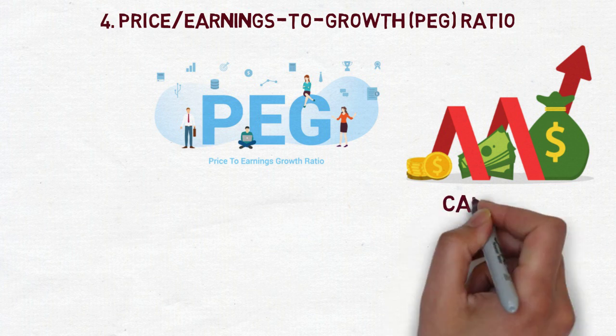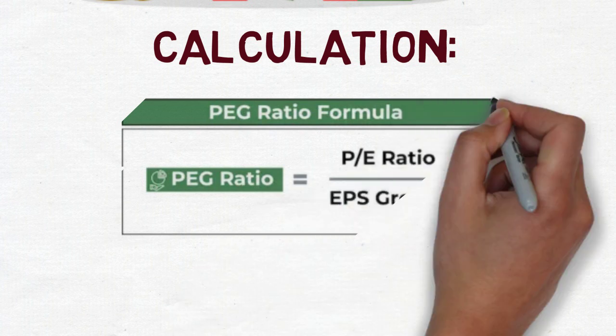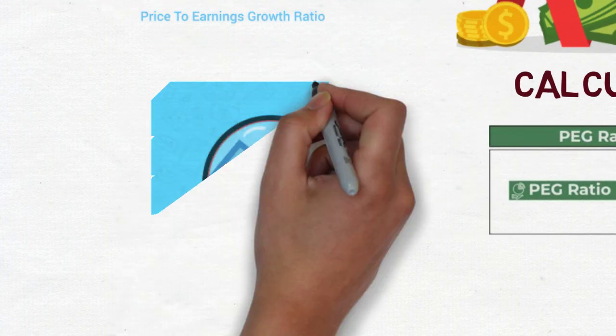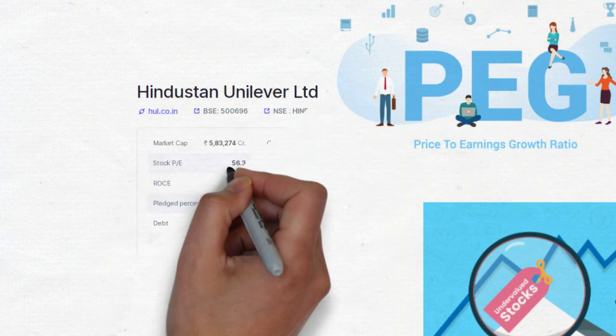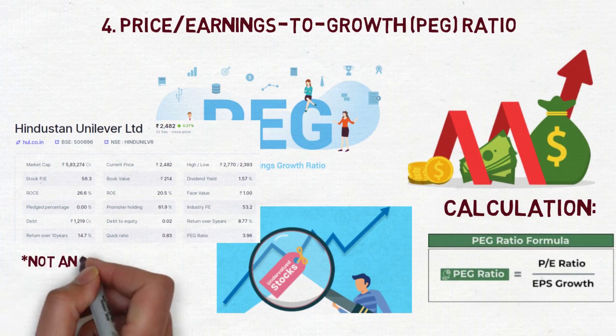The PEG ratio is calculated by dividing the PE ratio by the expected growth of the company's earnings per share. In general, a value below 1 may indicate that the stock is undervalued, whereas a value above 1 may indicate that it is overvalued. For example, here we can see that the PEG ratio of HUL is 3.96, which according to the PEG ratio is overvalued.